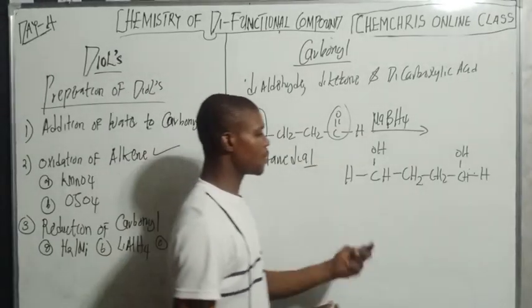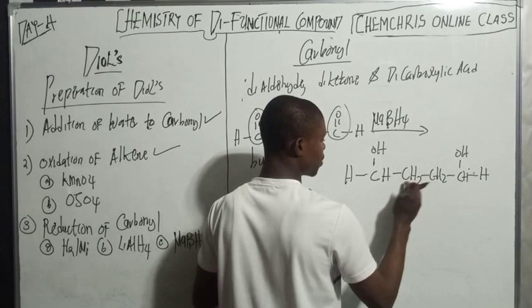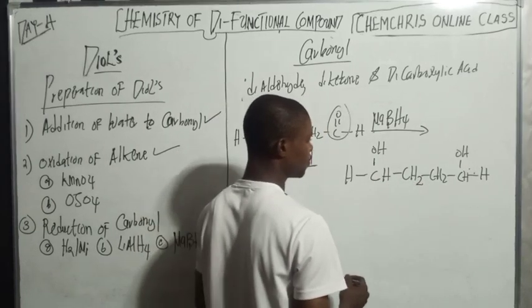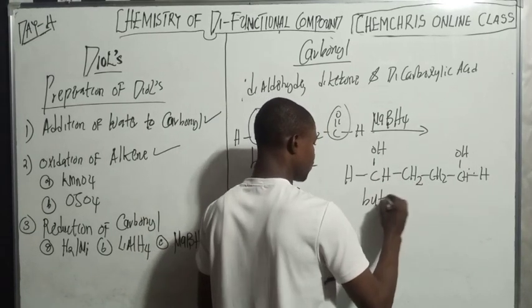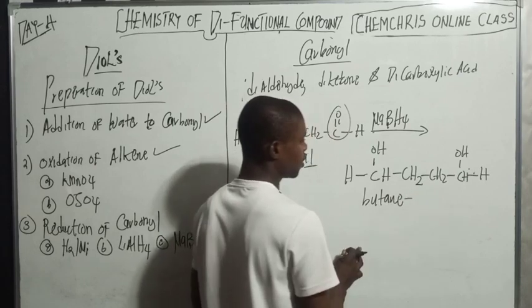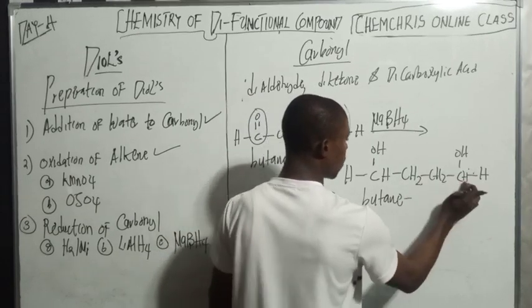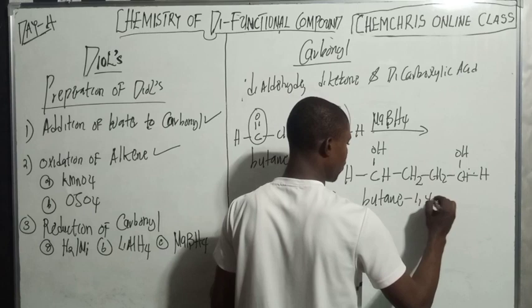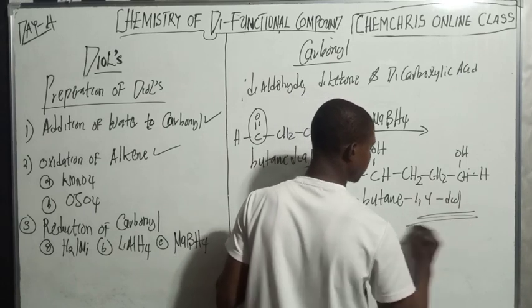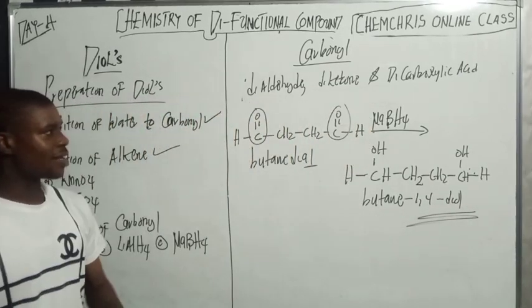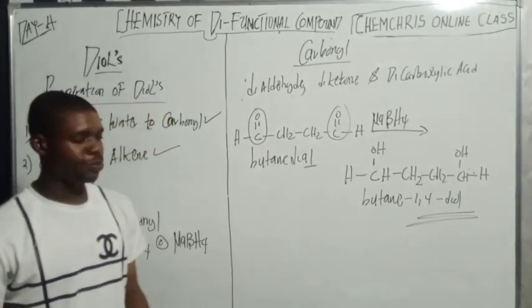What is the name of this other one here? 1, 2, 3, 4, so it will be butane. Here we have 1, 2, 3, 4. So it is butane 1,4 diol. That is how you can get the product.